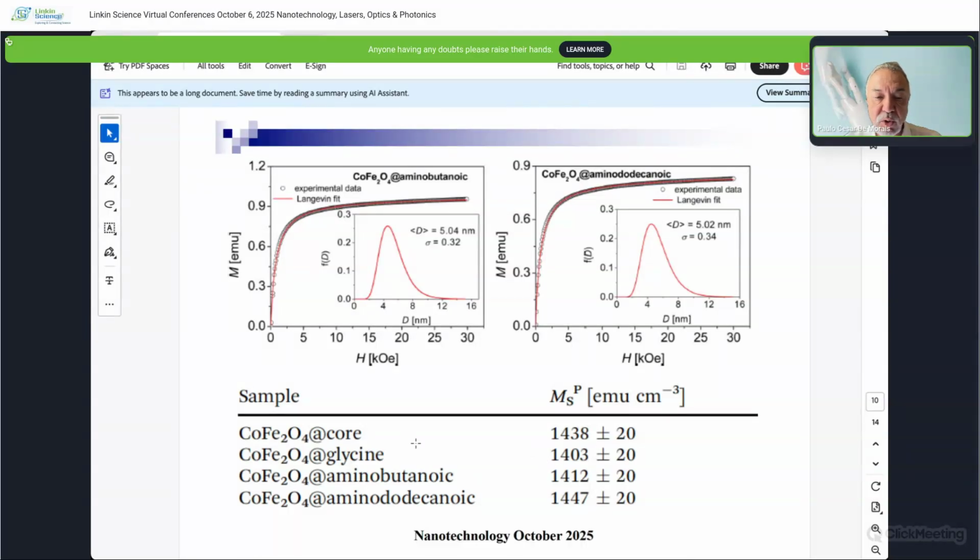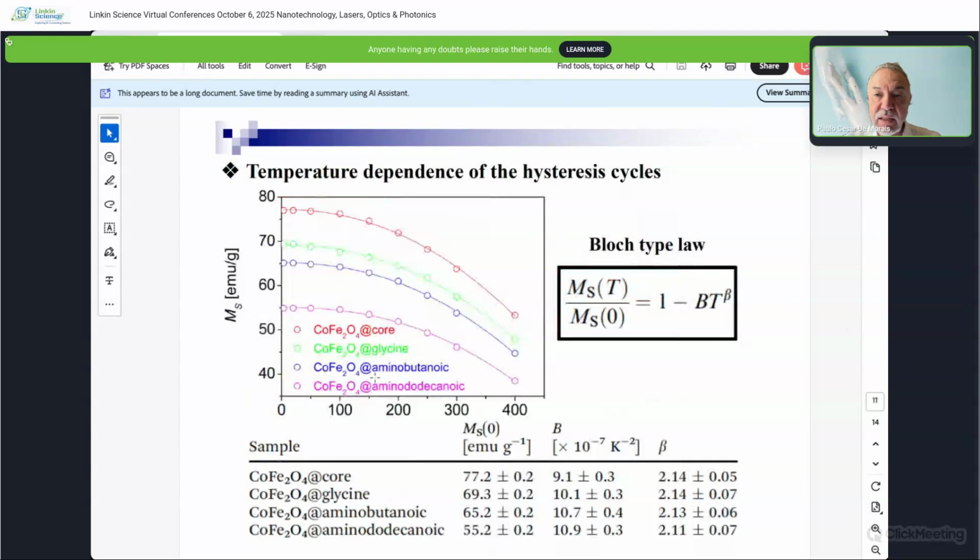So it goes from 2 carbons at 1403 emu per cubic centimeter up to 1447, slightly but systematically increasing as you increase the thickness of the coating. So if you increase the number of carbons in the surface coating moiety, you are actually increasing the thickness of the coating.